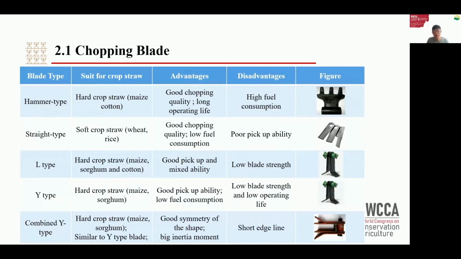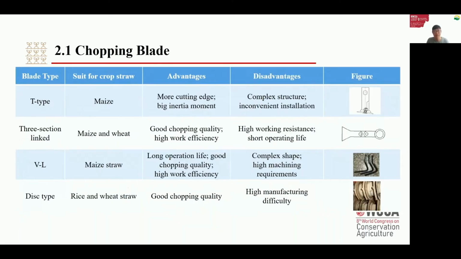According to the functions, the types of the chopping blade are hammer type, straight type, L type, wide type, and the combined wide type. Those are commonly used in China, which can chop soft and hard straw, such as maize straw, cotton straw, wheat straw, and rice straw. Some blades are designed such as T-type and three-section linking type to improve the chopping quality, but the structure of those blades is complex and the function is single.